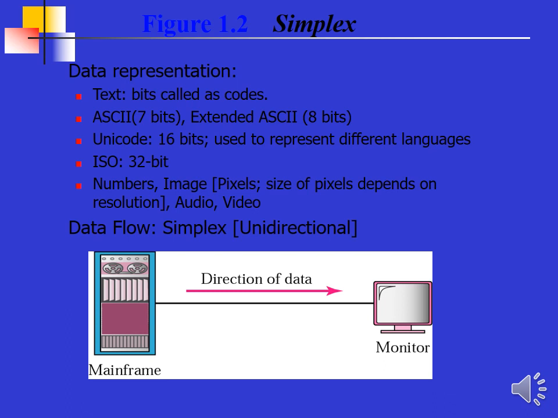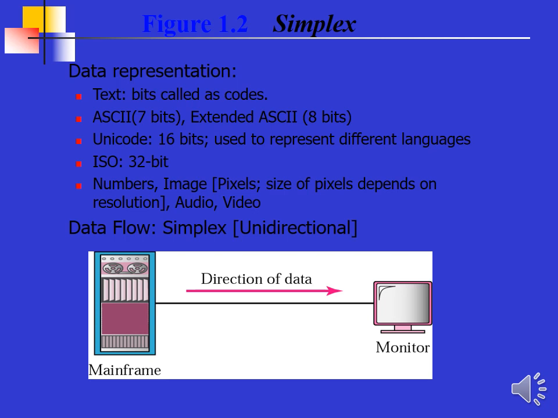Figure 1.2 is a simplex form. Here data representations are in text, that is bits called codes. ASCII has got 7 bits and extended ASCII has got 8 bits. Unicode has got 16 bits, used to represent different languages. ISO has got 32 bits. Then numbers, images, that is pixels, where the size of pixels depends upon resolution, audio and video.